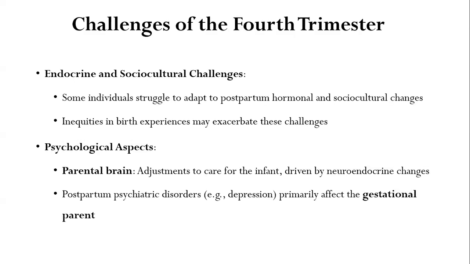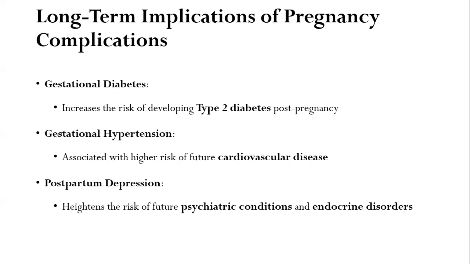Now, as we know, there are many challenges of the fourth trimester, both endocrine and sociocultural challenges. Some individuals struggle to adapt to the postpartum hormonal and sociocultural challenges. Inequities in birth experiences may exacerbate these challenges. And there are psychological aspects also. There are a lot of psychological changes during the postpartum period. There's something which is known as a parental brain. In the brain also there is adjustment to care for the infant, and this is driven by neuroendocrine changes. Postpartum psychiatric disorders like depression can also primarily affect the gestational parent.